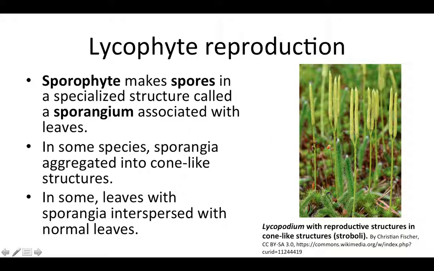In some species, the leaves with sporangia are all aggregated together, and it forms these cone-like structures. In other groups, the sporangia are going to be spread out on leaves throughout the sporophyte, and it's not going to be a distinctive looking structure.